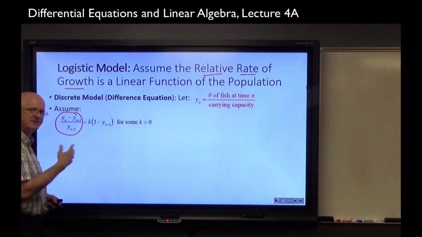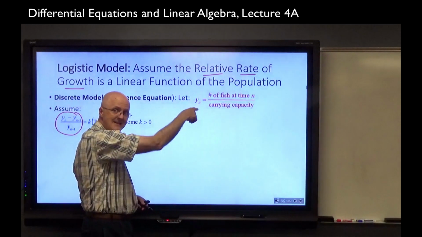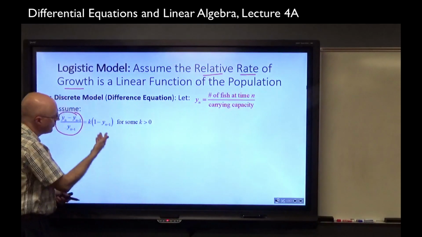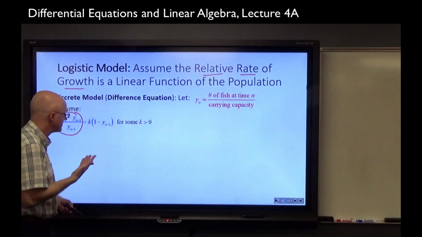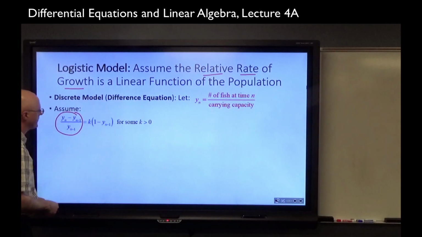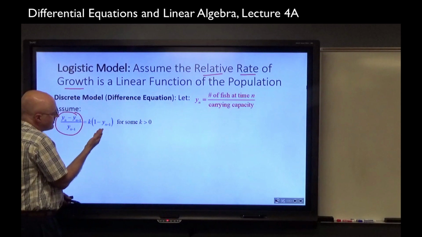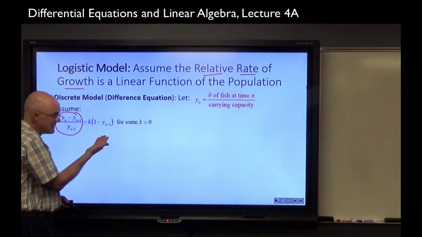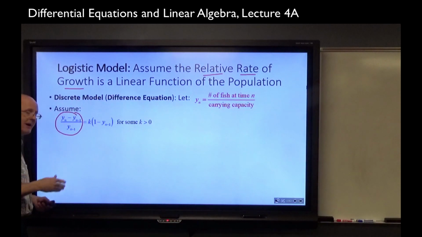Think about this intuitively. If the population is fairly low compared to the carrying capacity, yn minus 1, say, is going to be pretty close to 0. 1 minus yn minus 1 is going to be pretty close to 1, and it's certainly going to be positive. K will be pretty close to the relative growth rate when yn minus 1 is close to 0. On the other hand, if yn minus 1 gets close to 1 but still less than 1, this is still positive but close to 0, the relative rate of change is going to be small but still positive.